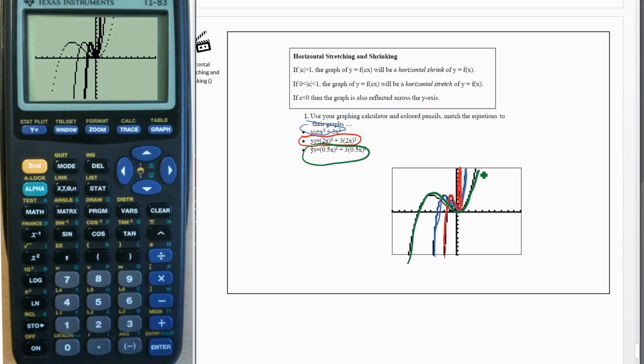Okay, so remember, it's a little backwards from the vertical stretches. Here you're multiplying inside. A number bigger than 1 is going to shrink it, and a number between 0 and 1 is going to stretch it.